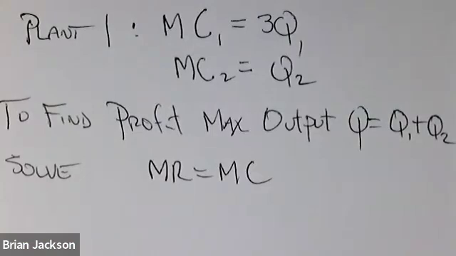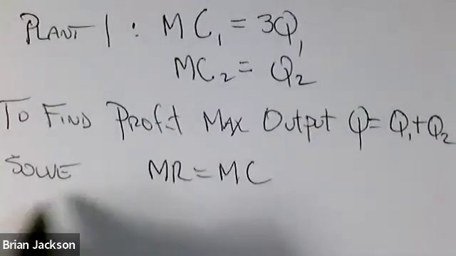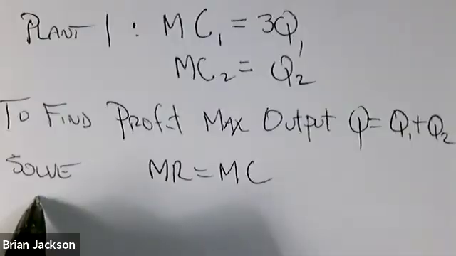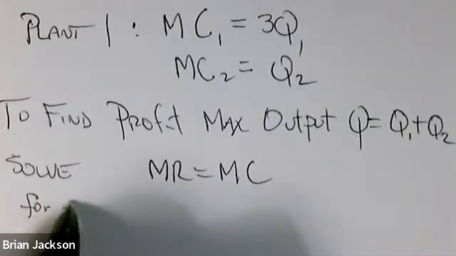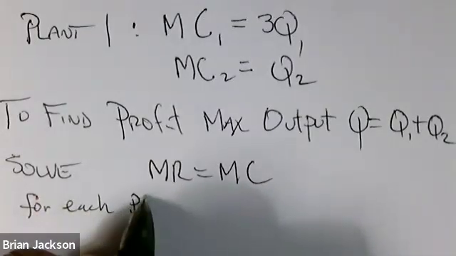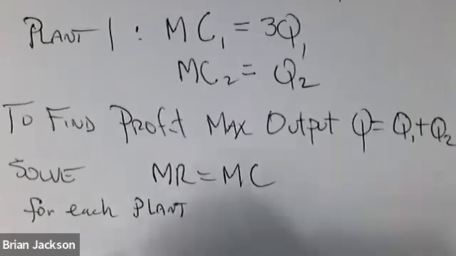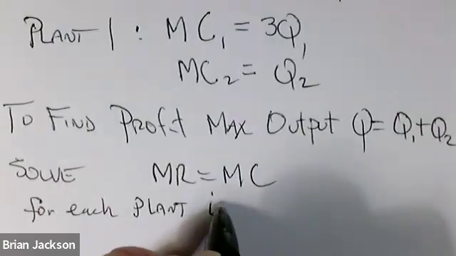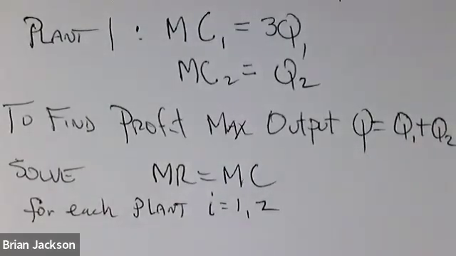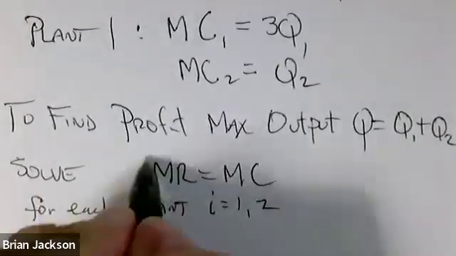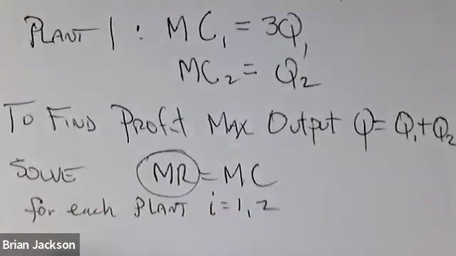Okay, so you have to do that for each plant, really. First off, we need to solve this for each plant. So what we're going to have, I guess I could say for each plant, i equals 1 and 2. There's two plants. But at any rate, first off, let's find the marginal revenue function.